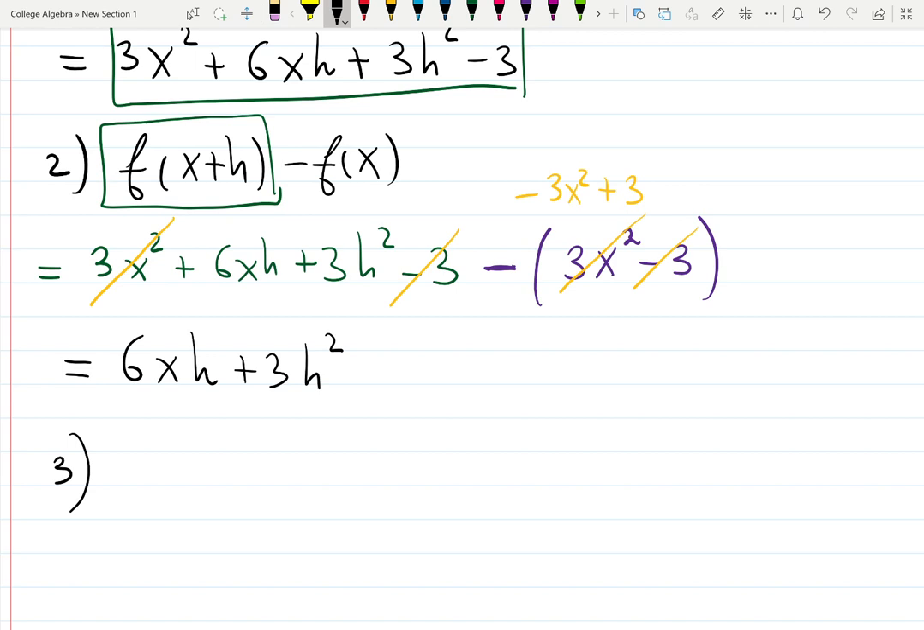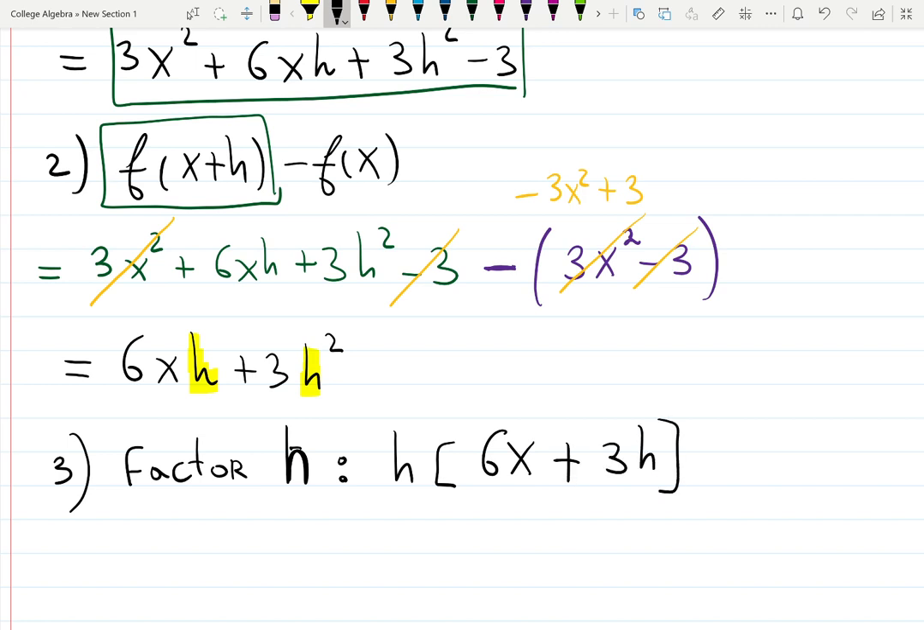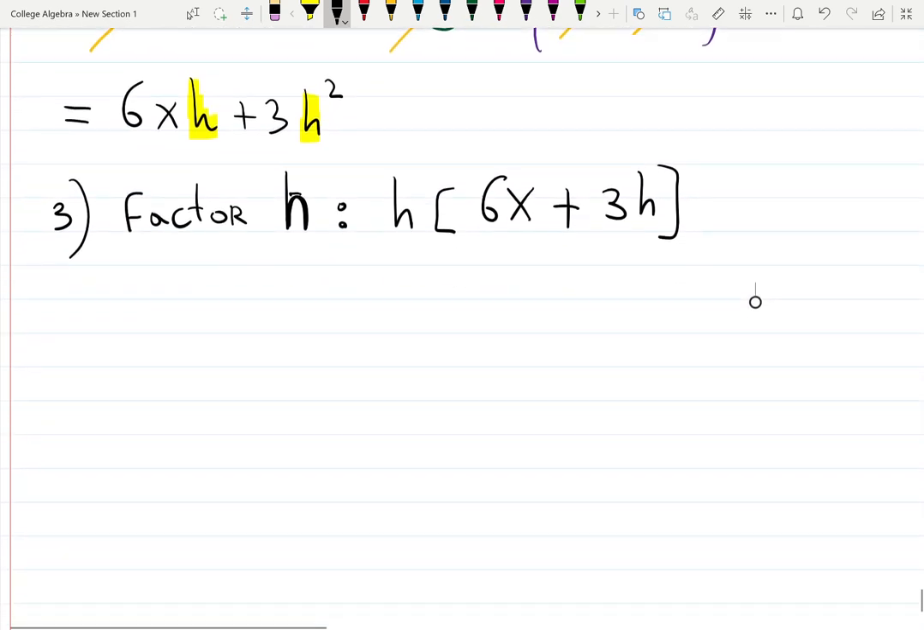Step 3. Factor out h. You will see why right after this step. I'm factoring out h. Factoring out means dividing by h here and here, the first term and the second term. 6x stays the first term, and then 3h, which was squared, the square goes away, stays the second term.